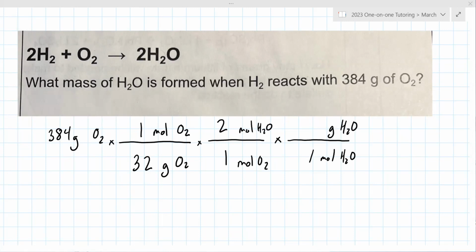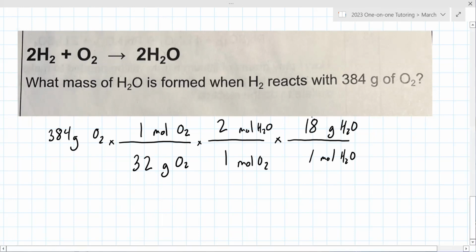So 33 and then, what's the molar mass of H2O? 33 grams. So you get two H's and one O. Oh, I think you doubled your O. 18. Yeah, 18, there it is. Grams. Right.